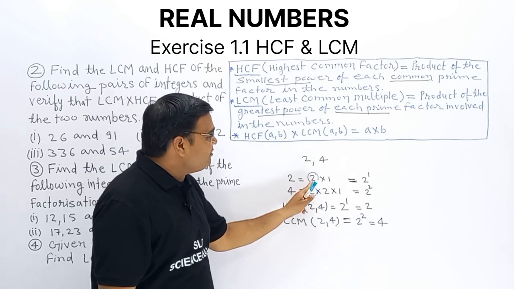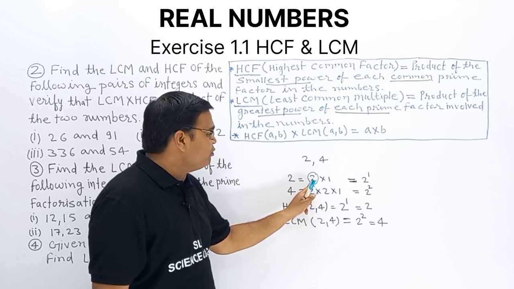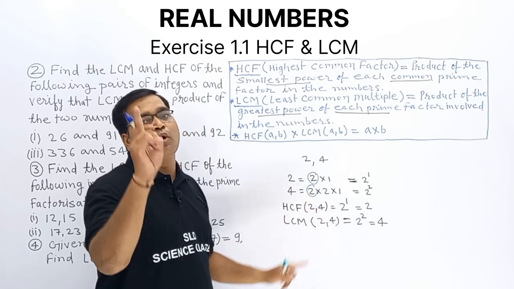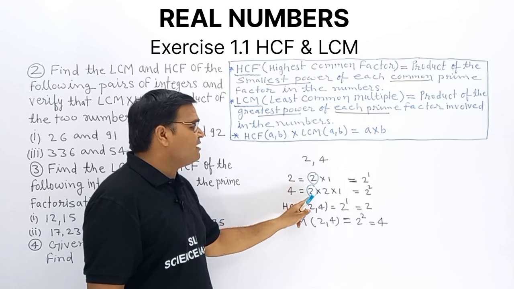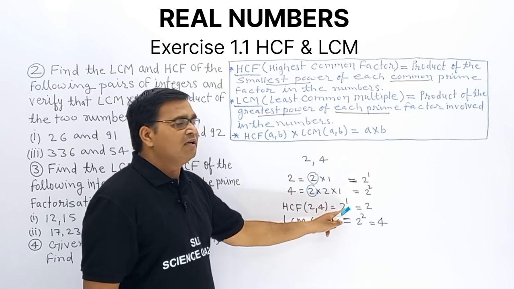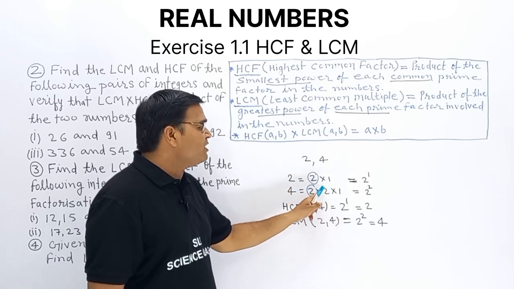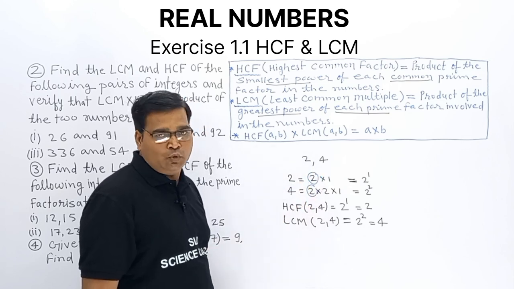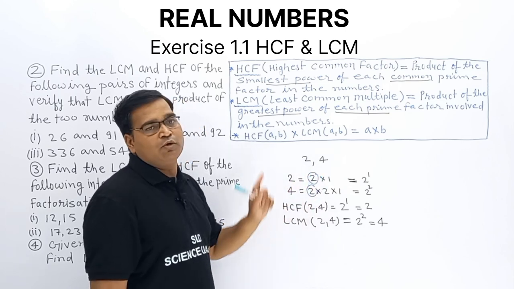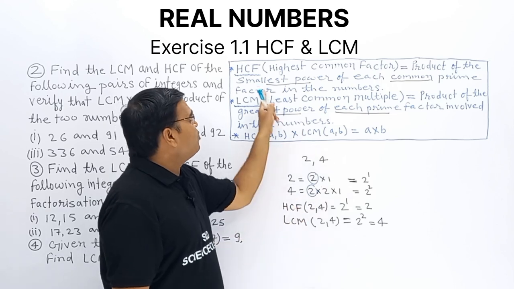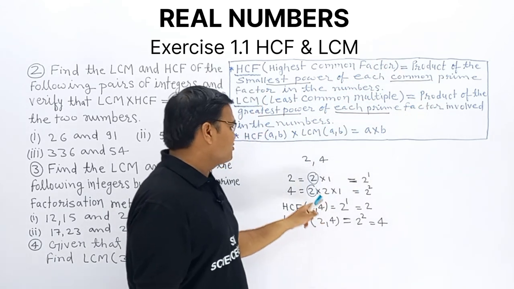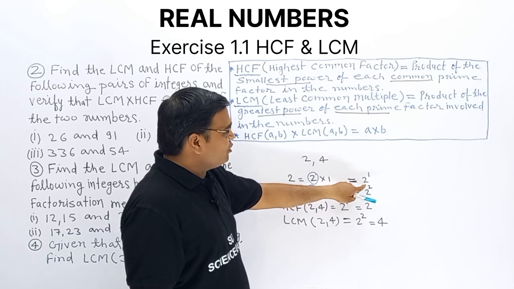Now in which we are having 2 into 2, only 2, and in which we are having 2 into 2. So which one is common? 2, only one time. This 2 is there, this 2 is there. So we will take it in the HCF. But this 2 is there, but in which we are not having. We used this 2. So only one 2 is common. So we can say smallest power of each common prime factor. So this is also correct.